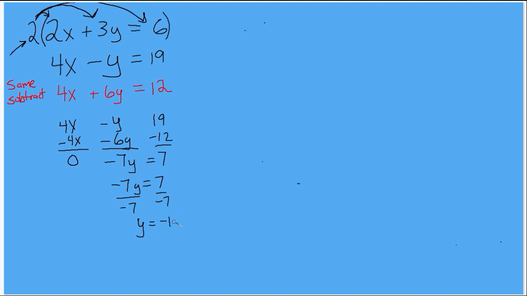Again, half the equation. I'm going to use this to substitute into one of the other equations. It doesn't matter which equation. Even the one you adjusted you could use. But I'm going to take the other equation that I didn't adjust. I'm going to use 4x minus y equals 19. So I'm going to take that negative 1 and put it in for y. And remember, I'm still going to use parentheses. So 4x minus, in parentheses, negative 1 equals 19.